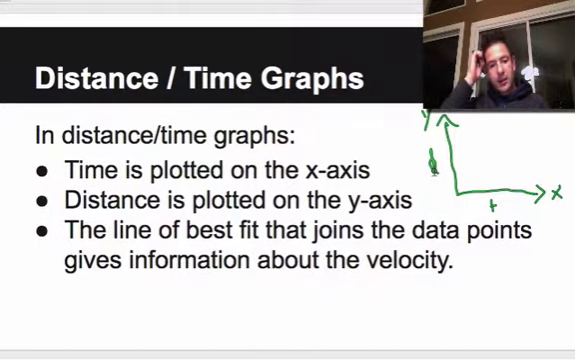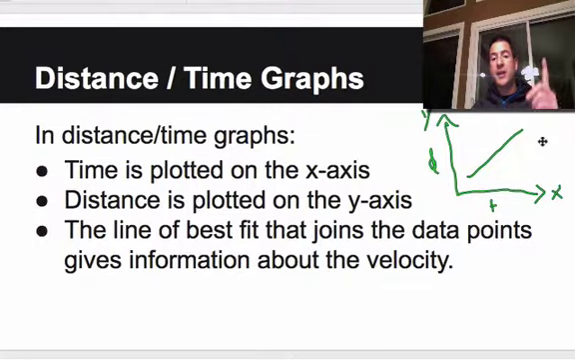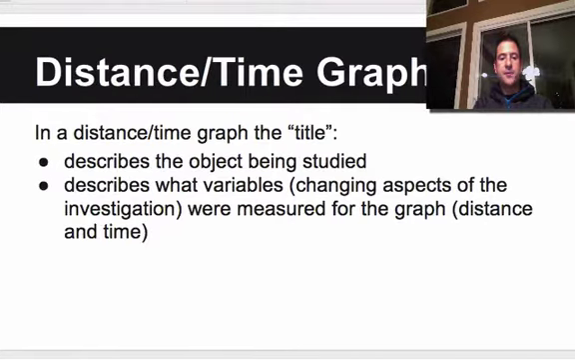Okay, so then the line of best fit that joins data points gives us information. For example, if I was to draw a line like this, constantly increasing, then I would say that my velocity has increased. But if I was to draw a line that started up here and went down, then I would say my velocity has decreased, because over time the distance traveled was less. So we can tell a lot of data from these distance time graphs.